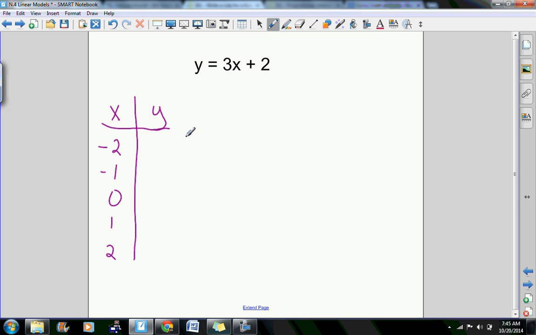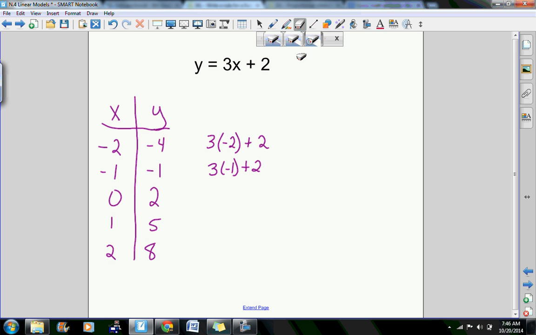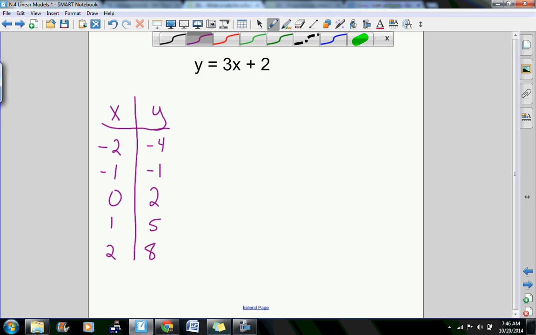and then you solve. So for this top one, I get 3 times -2 plus 2, which gives me -6 plus 2, which is -4. Here I do 3 times -1 plus 2, which gives me -1. Here I get 3 times 0 plus 2, which is 2. 3 times 1 plus 2 is 5, and 6 plus 2 is 8. So I've made my table. This is the normal place we go.